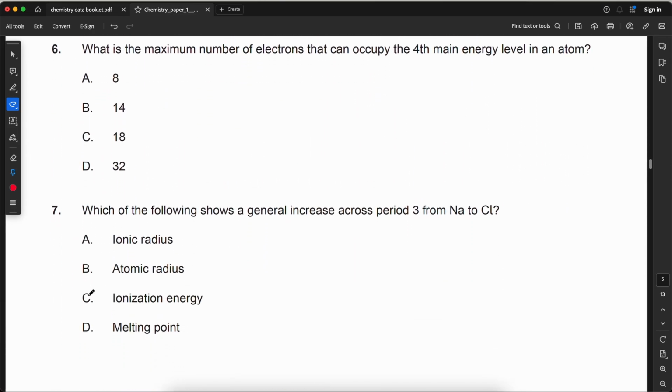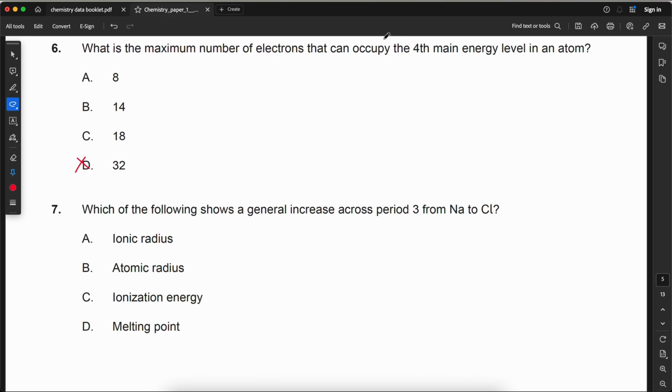What is the maximum number of electrons that can occupy the fourth main energy level in an atom? It's 32. For the main energy number 1, it's 2. For n equal to 2, the second main energy is 8. Third main energy will be 18, and fourth main energy will be 32.